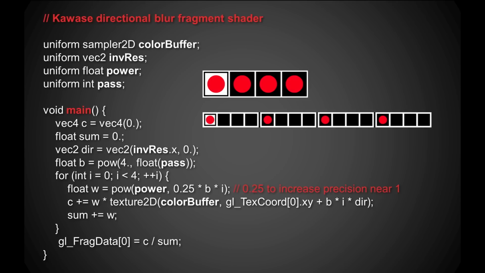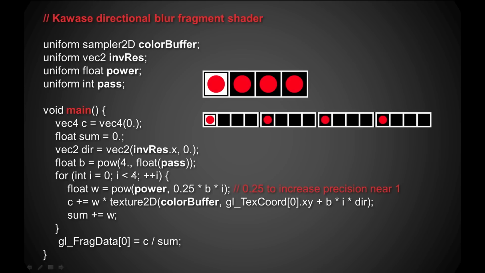So this over here is the piece of code that does just that. It's the same shader you call a couple of times. You give it the pass. It's going to compute the distance. It's going to compute the weight that you add to your color. So you have the four samples that you're going to use.